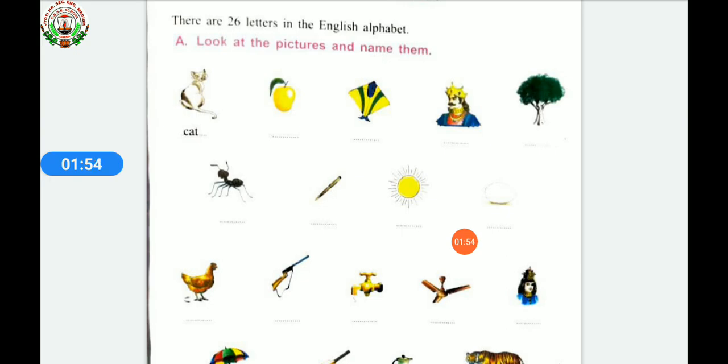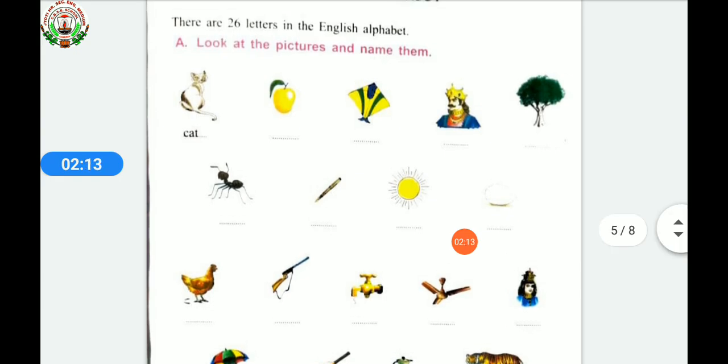What you have to do? You have to identify each picture and write down the name in the blank space given here. See, the first one is done for you. The first picture is of a cat. So, C-A-T, cat. It starts with the letter C.